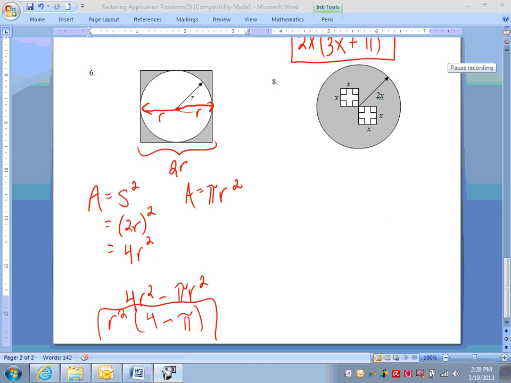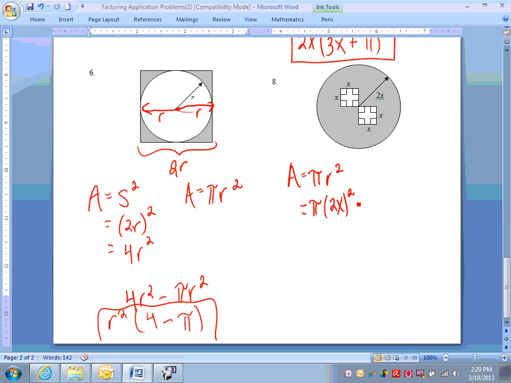The last problem is very similar. We're finding the area of the shaded region, but this time we have a circle with 2 smaller squares inside of it. So area of a circle is pi r squared. We're going to find that first. The radius in this problem is 2x. So I replaced the r with a 2x. That's all I've done so far.